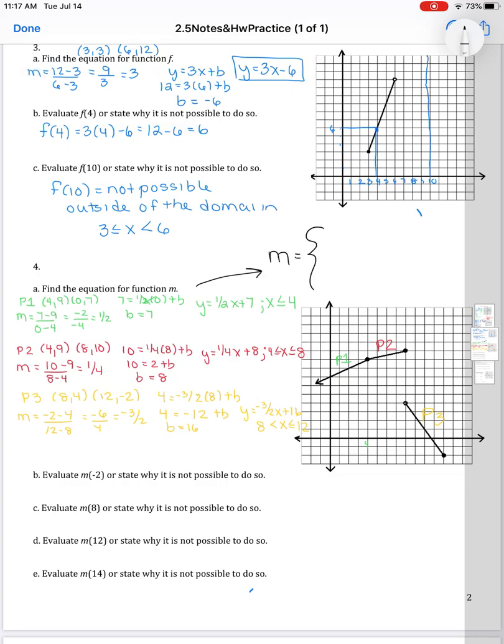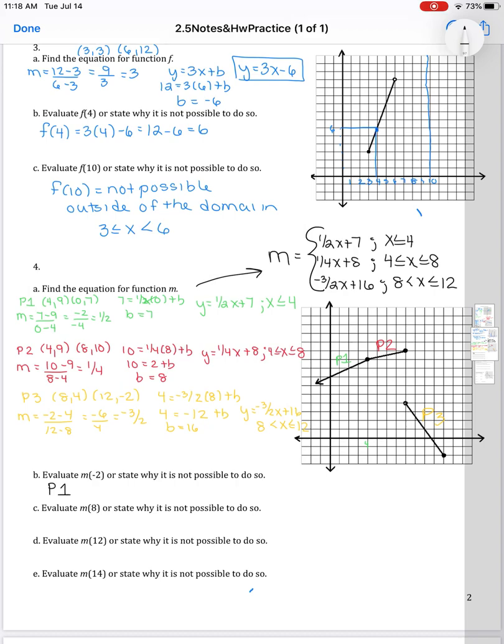So if I were to write out this equation with all of my functions, I'm going to put it over here. So m equals, this is made up of 3 pieces. Piece 1 is 1/2 x plus 7 when x is less than or equal to 4. Piece 2 is 1/4 x plus 8 when x is greater than or equal to 4 but less than or equal to 8. And piece 3 is negative 3/2 x plus 16 when x is greater than 8 but less than or equal to 12. So those are your 3 pieces.